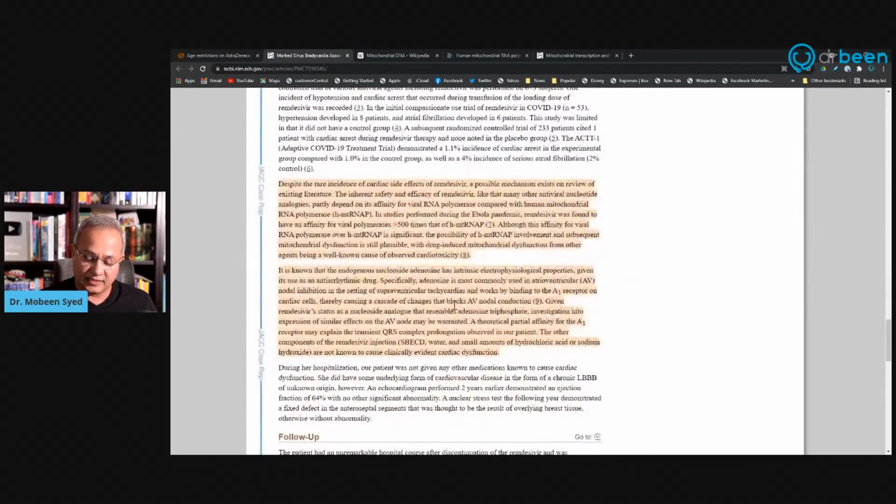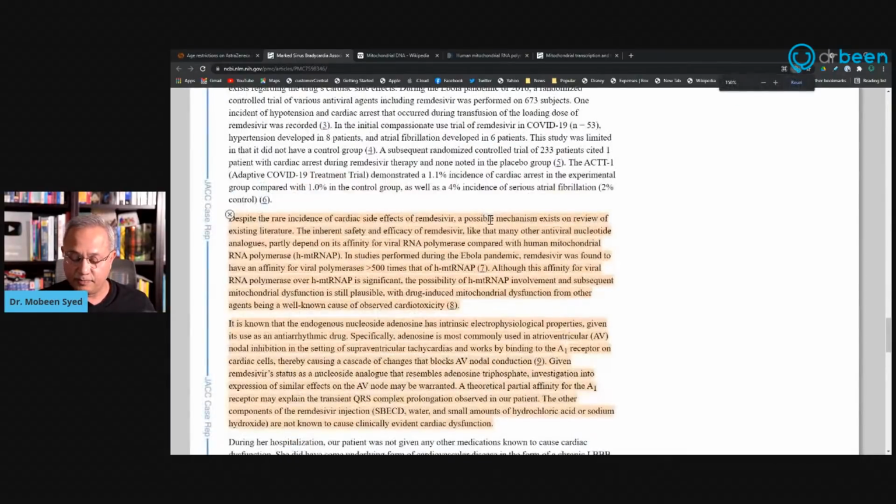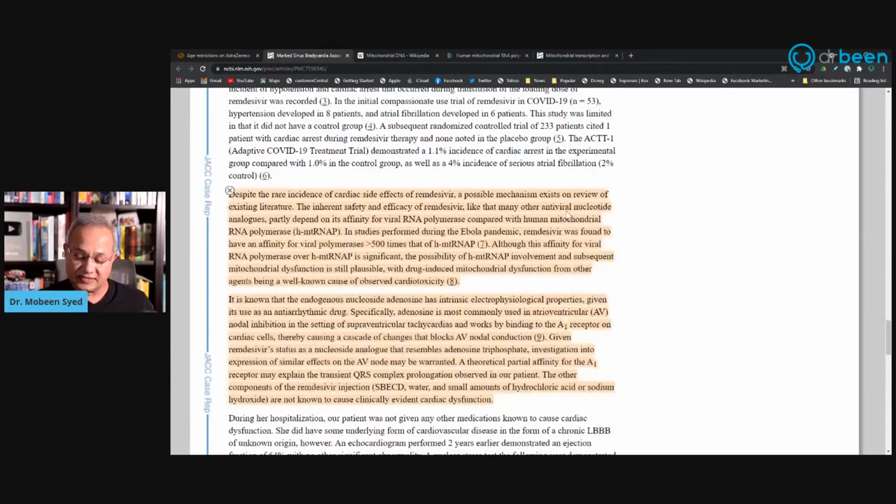And then here is the interesting part, which I wanted to discuss with you: the mechanism of how remdesivir is causing this problem and how they are looking at it. So let me just very quickly read it here. Despite the rare incidence of cardiac side effects of remdesivir, a possible mechanism exists on review of existing literature. The inherent safety and efficacy of remdesivir, like that of many other antiviral nucleotide analogs.